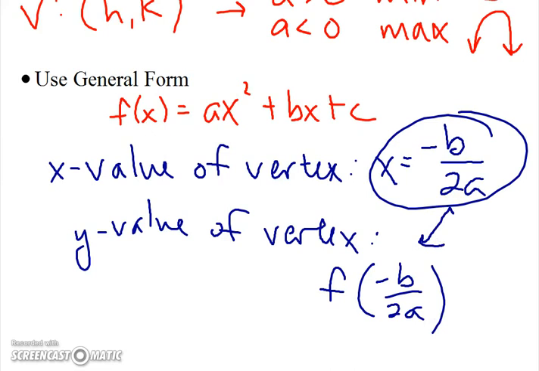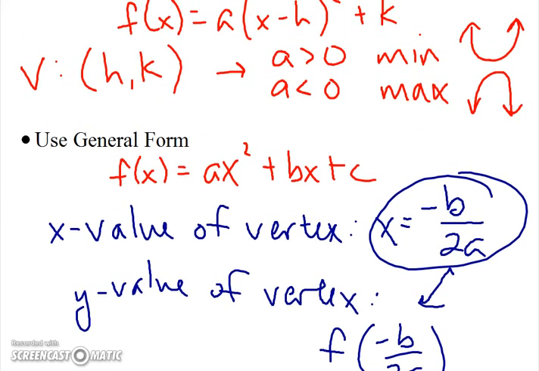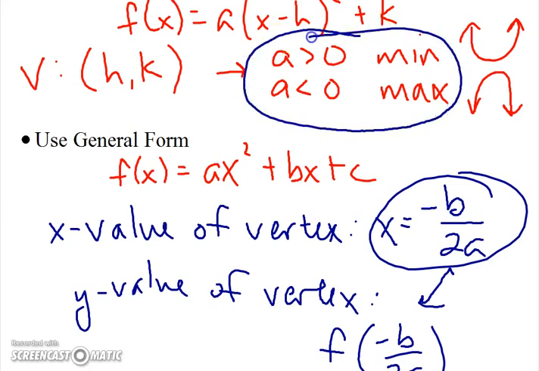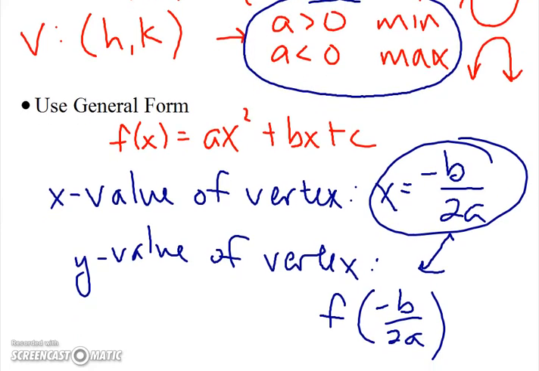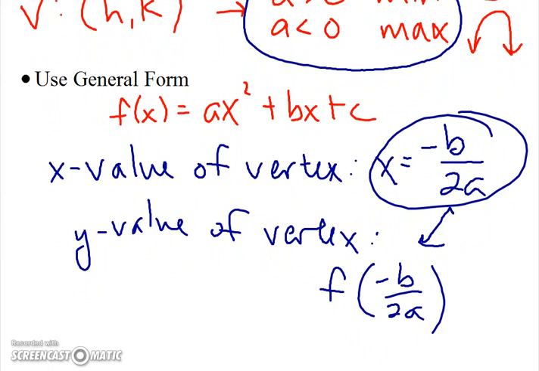And then once again, we look back at our a. If a is greater than 0, it's a min. If a is less than 0, it's a max. And that's how we decide whether our vertex is a maximum or minimum value. And then that's it. That's everything we need to know about quadratics.